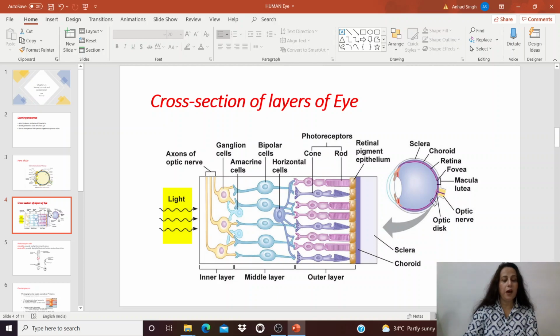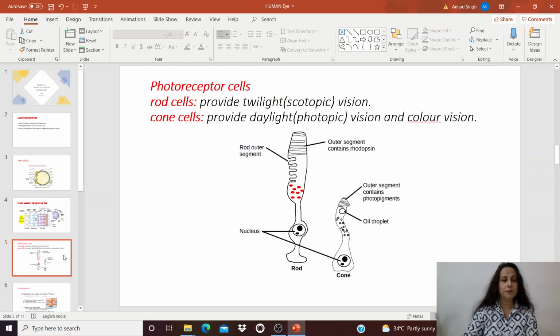The innermost layer of the eye is the retina, and it contains three layers of neural cells from inside to outside: the ganglion cells, the bipolar cells, and the photoreceptor cells. There are two types of photoreceptor cells, namely rods and cones. The rod cells provide twilight or scotopic vision, and the cone cells provide daylight or photopic vision and color vision.